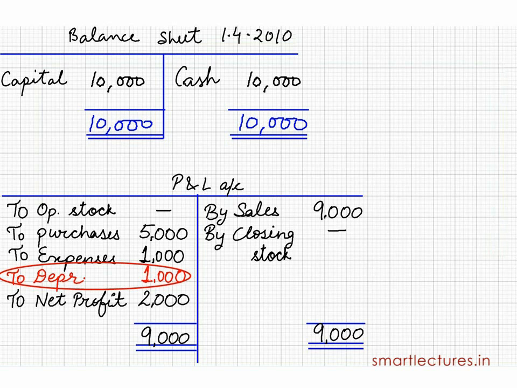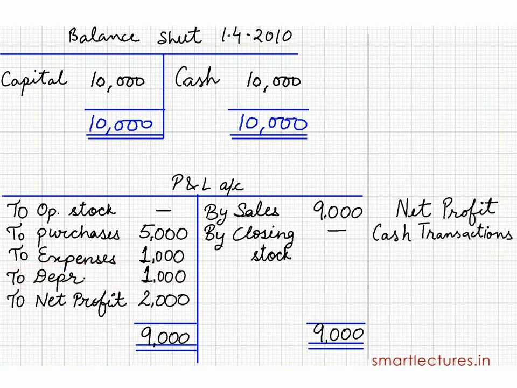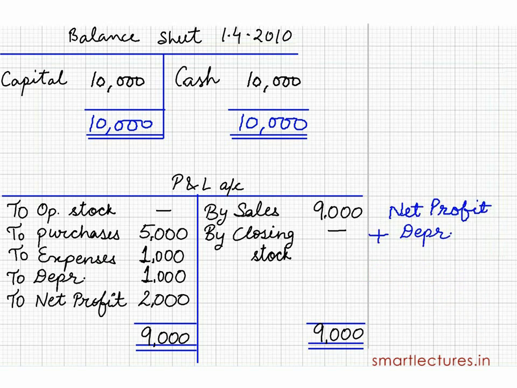If we remove the effect of depreciation from this profit and loss account, then we'll be at the net profit on the basis of purely cash transactions, and that net profit will be called cash from operation or cash generated from operating activities. So you know the formula of this thing: net profit plus depreciation. 2,000 plus 1,000 is equal to 3,000. This 3,000 is the cash from operation.